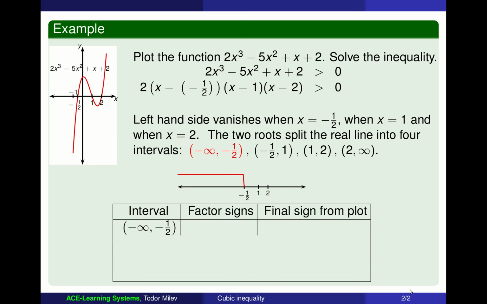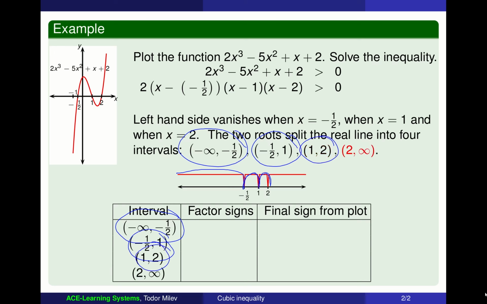intervals. The interval from negative infinity to negative 1/2, this interval here. Next, the interval from negative 1/2 to 1. Next, the interval from 1 to 2. And finally, the interval from 2 to infinity, this interval here. Okay, so here are my 4 intervals: from negative infinity to negative 1/2, from negative 1/2 to 1, from 1 to 2, and from 2 to infinity.